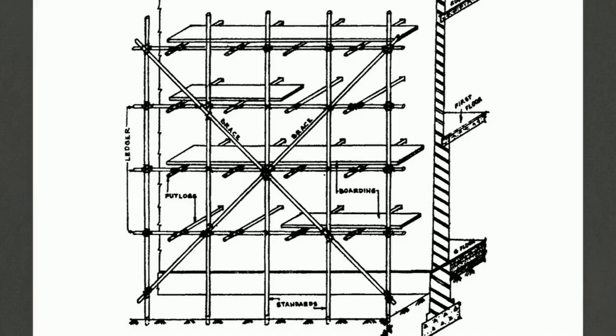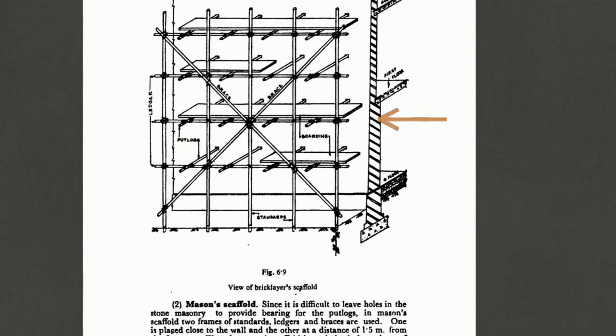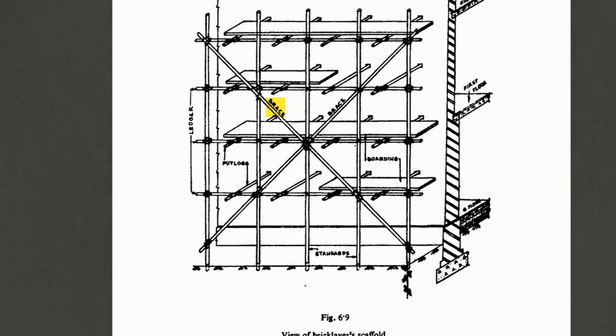Looking at this diagram, you can see how this connection is made. Transverse horizontal members, labeled putlogs, bridge the gap from the outer ledger and insert into cavities inside the wall. To prevent sideways collapse, diagonal braces are lashed across the standards, locking the grid.